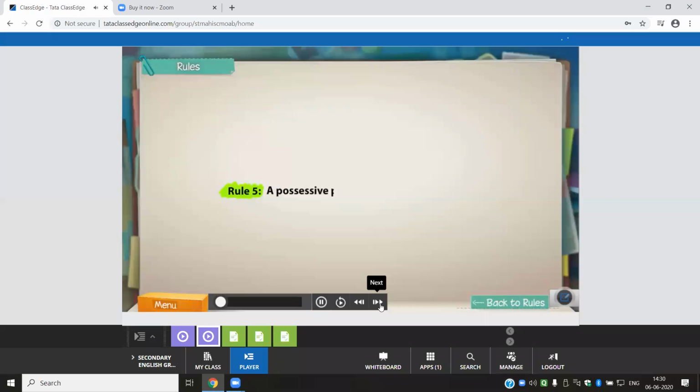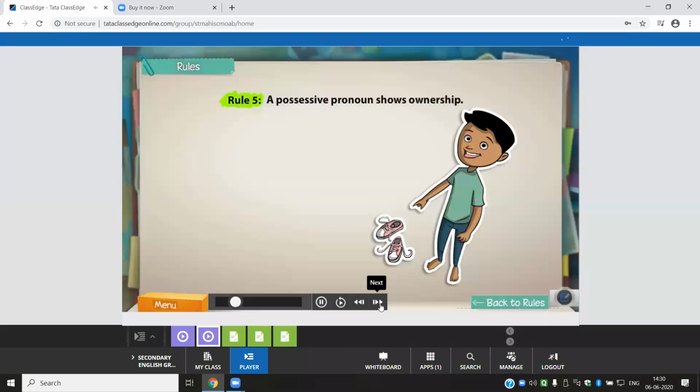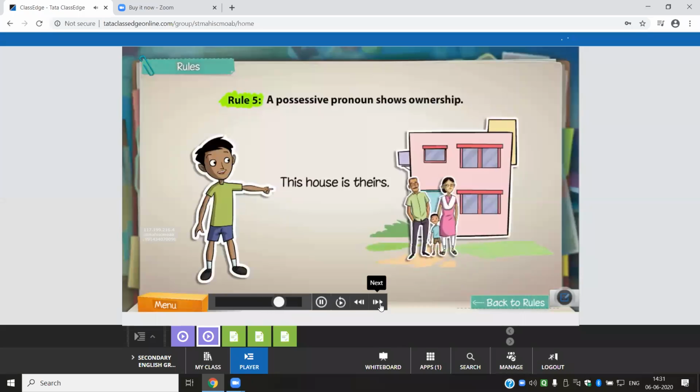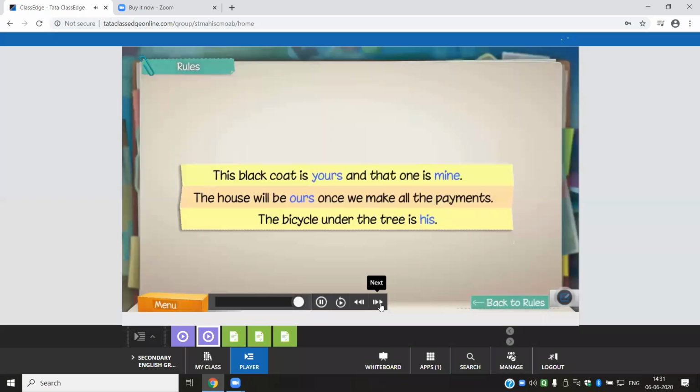A possessive pronoun shows ownership. For instance, here the pronoun mine denotes ownership of the shoes and is therefore a possessive pronoun. Similarly, here theirs is a possessive pronoun. Here are some more examples of possessive pronouns.